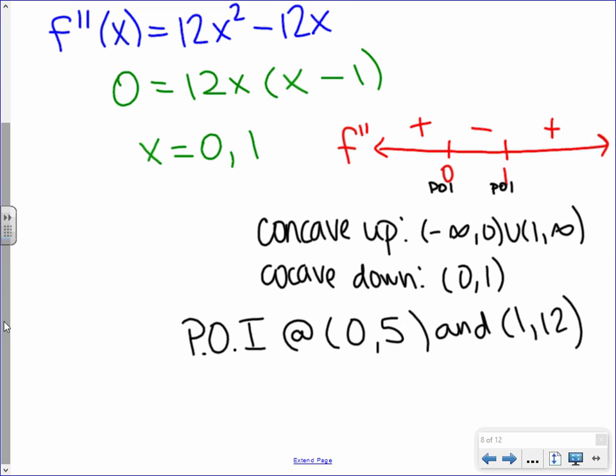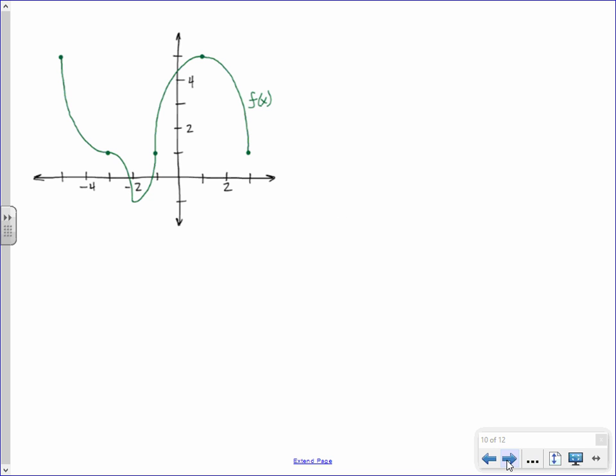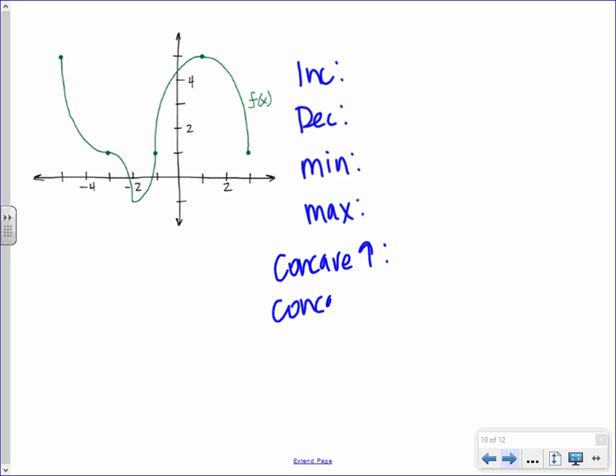Now, where it gets exciting is where we get to look at graphs. Here is a function graph. We're going to identify all of these things.